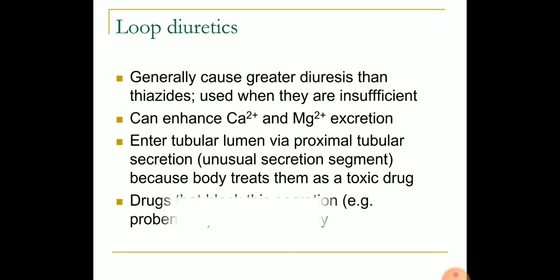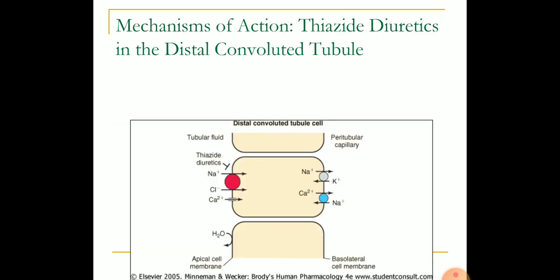Now, from loop diuretics, I am shifting to the second group of drugs, which act on the distal tubule and act on the sodium-chloride co-transport, not on the sodium-potassium-2-chloride transport. That drug is thiazide or thiazide-like diuretics.